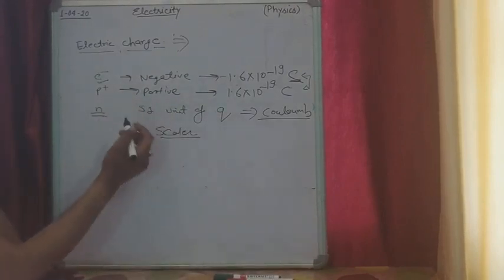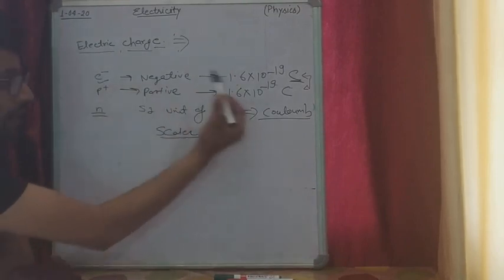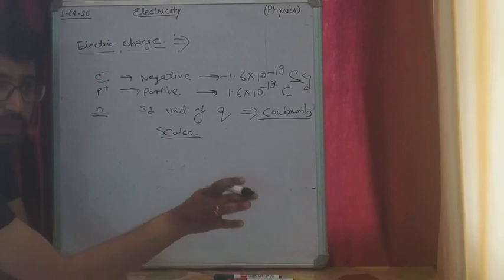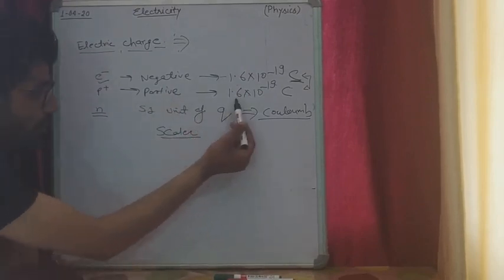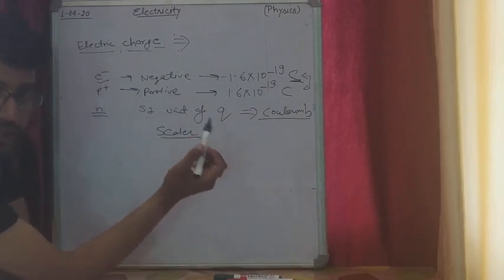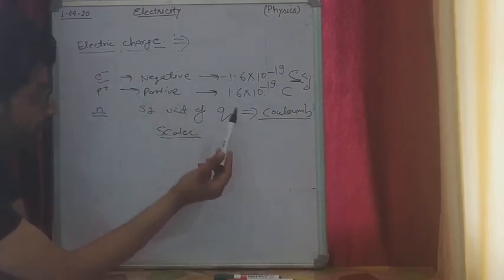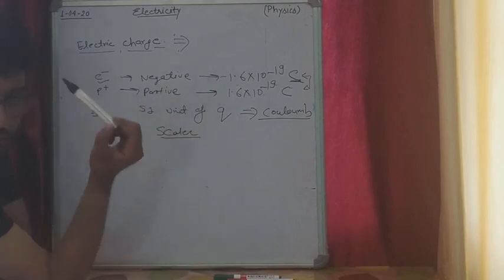Okay. Now what should be the smallest value of charge? That value is 1.6 into 10 to the power minus 19 coulomb. If this question comes in your exam, then you will write there 1.6 into 10 to the power minus 19 coulomb. This is the smallest magnitude of charge, which is present in electron and proton also. Electron has negative charge, proton has positive charge.